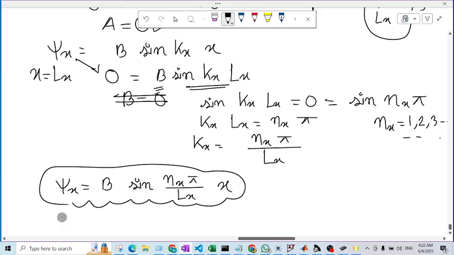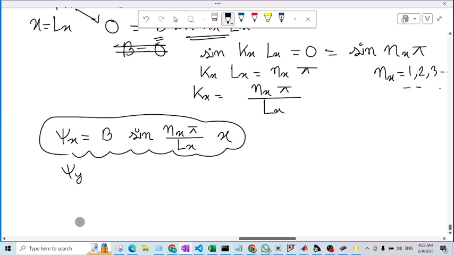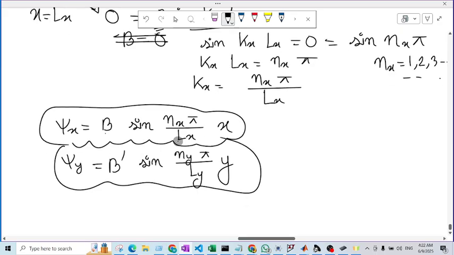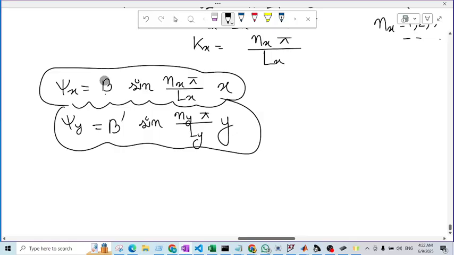Similarly, I have another psi y, right? So I can write psi y is equal to, let's say here another constant b prime, sine ny pi by ly into y. Similarly, I can write this thing also. Okay. So now how can I find the coefficients b and b prime?